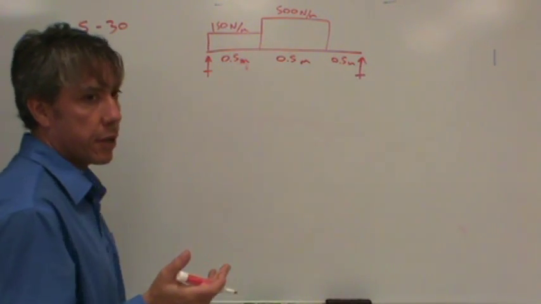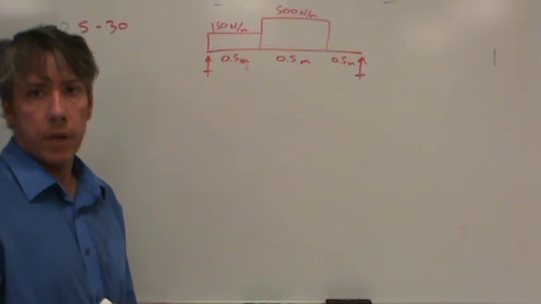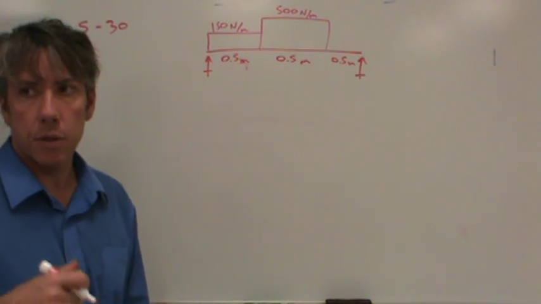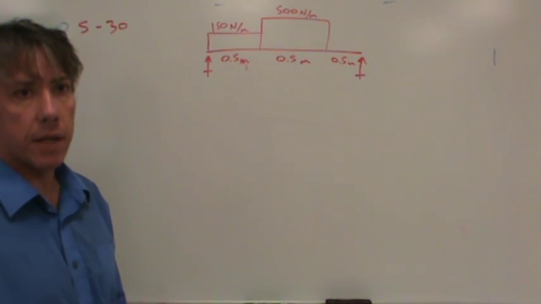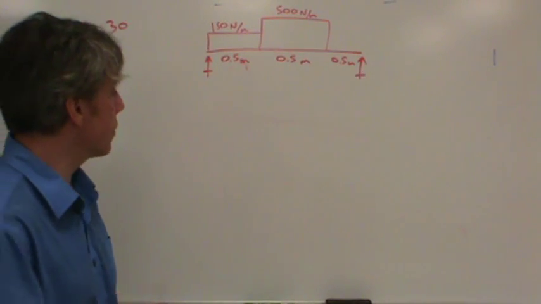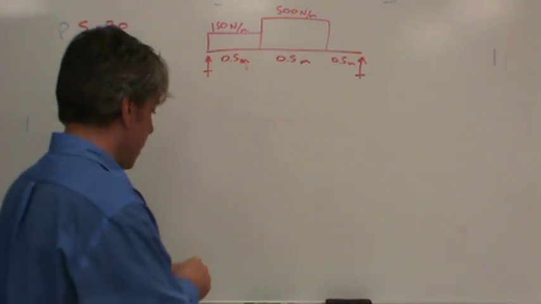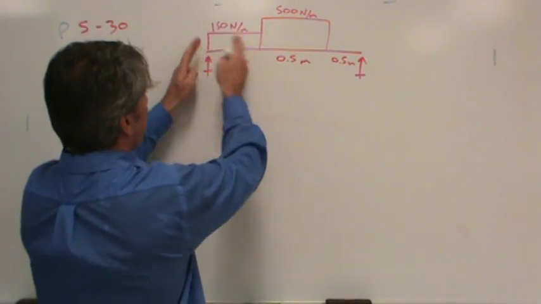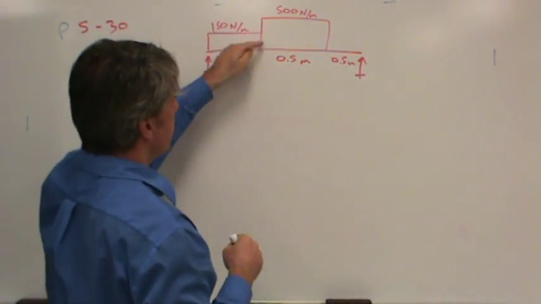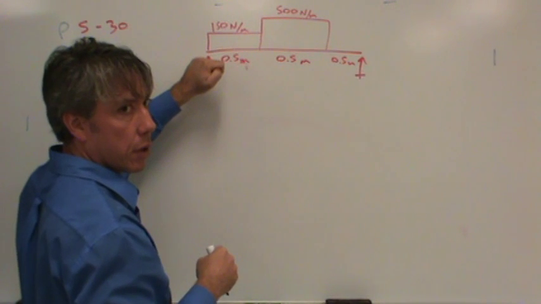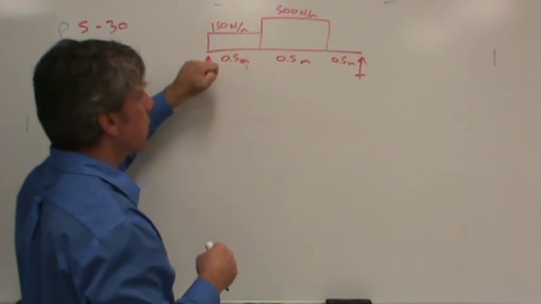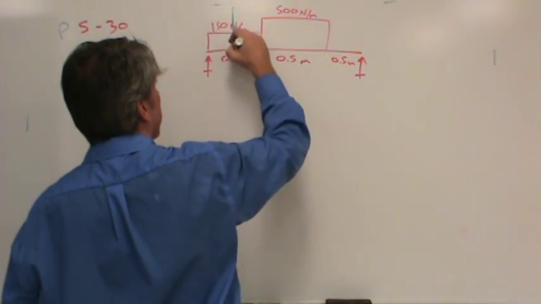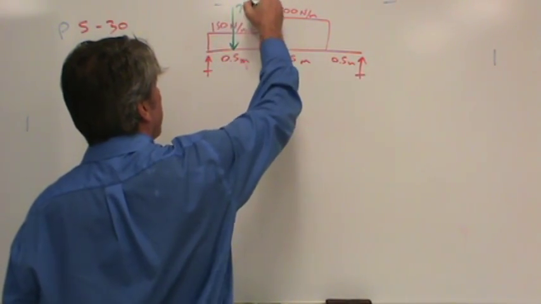Now, do you guys remember how to deal with distributed loads? The easiest way, regardless of whether they're a rectangle or a triangle, is to just find the centroid and apply the effective force there. That's the easiest way. So let me switch colors. What I'm going to do is say, well, we've got a half meter's worth of 150 newtons per meter. So how many newtons is this total load? Half of that, right? So it's 75. So essentially, there are 75 newtons applied here.